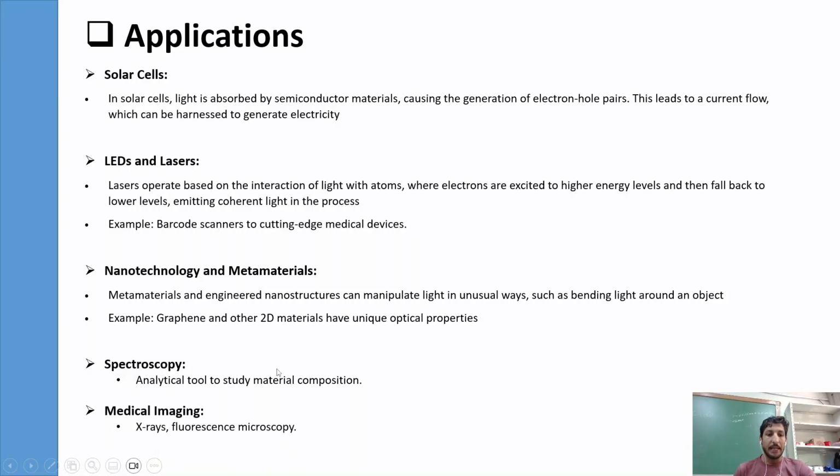And the last one is medical imaging, for example, X-ray, fluorescence microscopy, and some other techniques which are used in hospitals or some other laboratories. So, medical imaging is also a best technique. So, these are some important applications: solar cell, laser, nanotechnology and metamaterial, spectroscopy, and medical imaging.